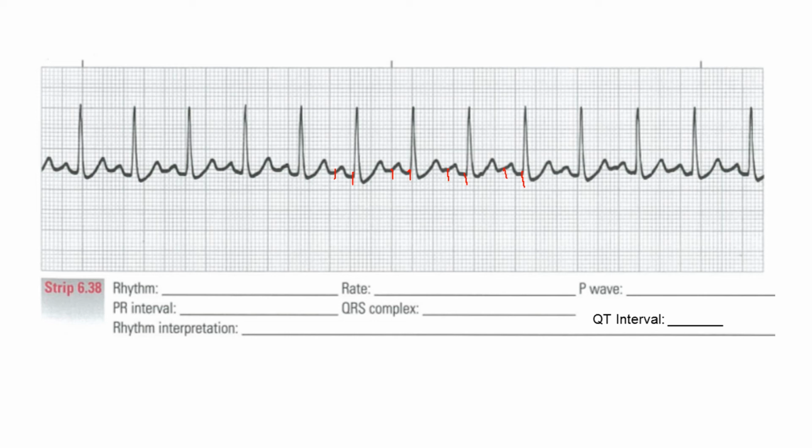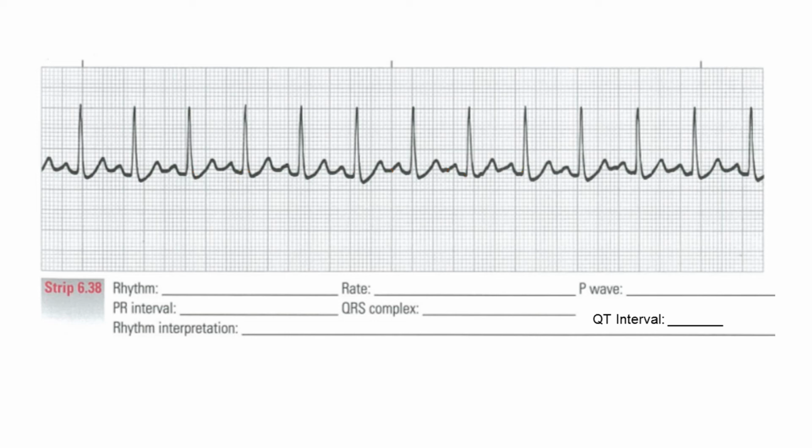Your QRS interval, again, you're going to measure from the beginning of the QRS to where it kind of comes down. That looks like about 2.5 boxes. This one almost looks like 2 boxes. And so I would say it's about 0.06 to 0.08. It's a normal QRS. Your QT interval.